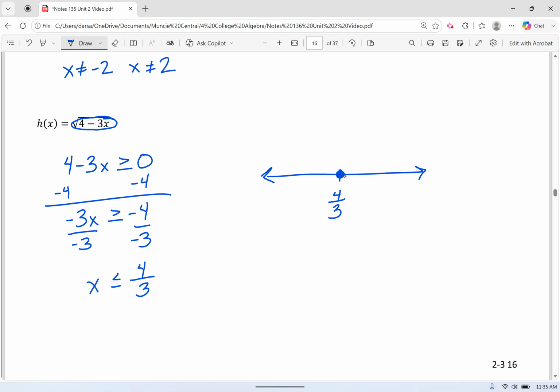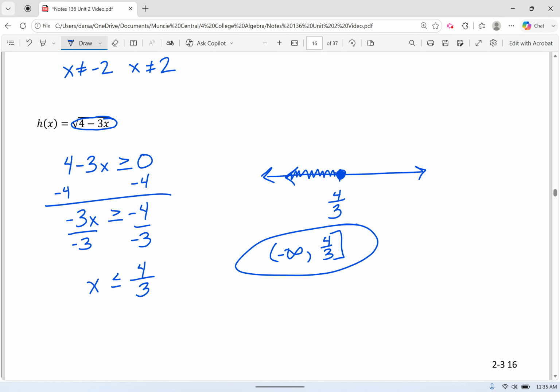So we are including 4/3 because it's less than or equal to, and this is x is less than or equal to, which is shading this way, which means I am going to go from negative infinity to 4/3, and that is the domain of my equation in this case.